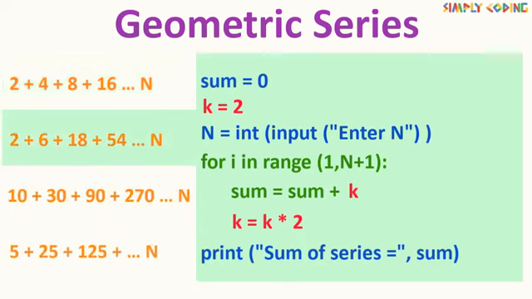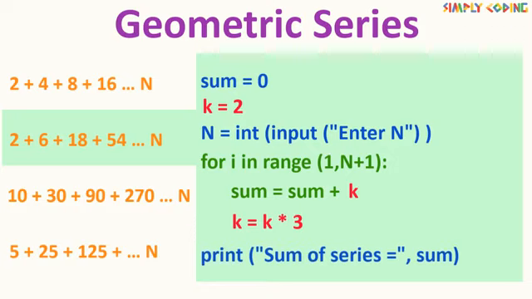This is a geometric series with a starting number of 2, and every term is obtained by multiplying the previous number by 3. We again start with our standard template. In this we assign k to 2, which is the first term of the series. Inside the loop, we will add k to sum, which is sum is equal to sum plus k. Then we will add k is equal to k multiplied by 3 to get our next term of series.